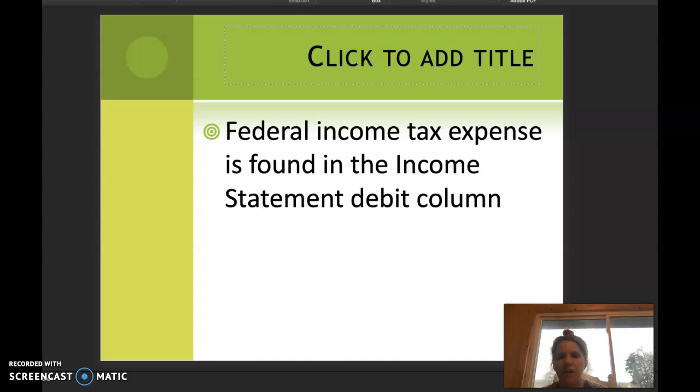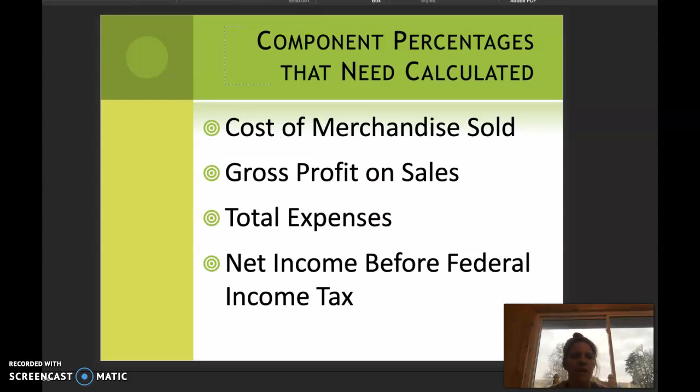Then we're going to write down our federal income tax expense. And this number is going to be found in our income statement debit column, clear down at the bottom. And so that's the main parts of the income statement. Then if you remember, there's that little tiny column over on the right side.